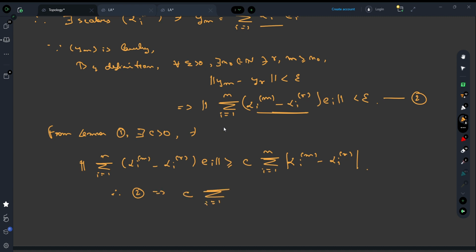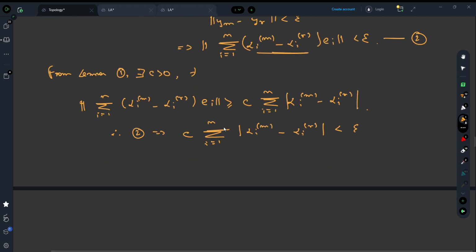Suppose this is named 2. Therefore, 2 implies C times the summation i equals 1 to n of the modulus of alpha_im minus alpha_ir is less than epsilon. So we can just pull C to the other side. Let me just do it in this step only. So this is less than epsilon by C.